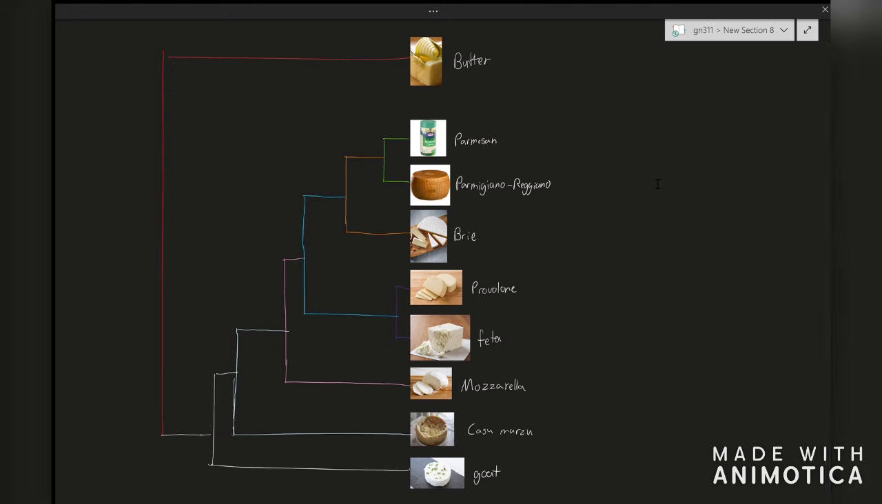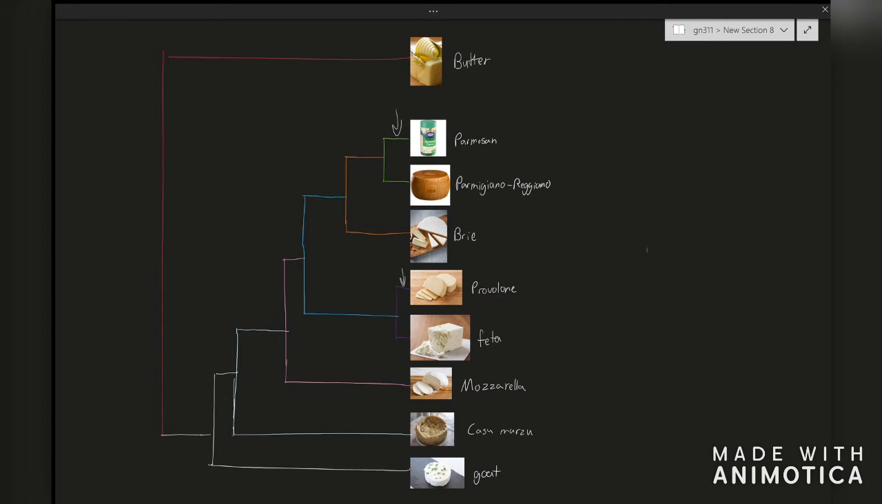OTUs, or operational taxonomic units, is an operational unit used to determine how closely groups are related to an individual. So the longer these bars are, or the shorter these bars are, means there's a smaller OTU between provolone and feta and a common ancestor than Parmesan and Parmigiano Reggiano.